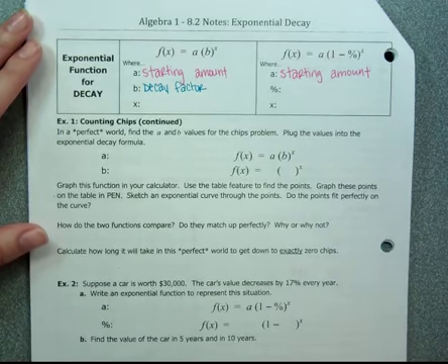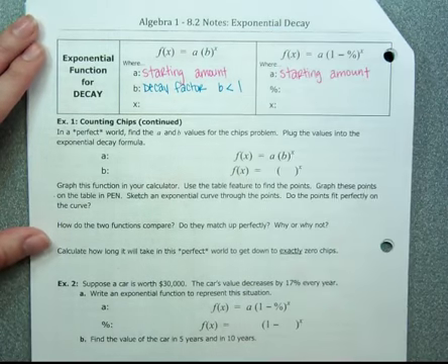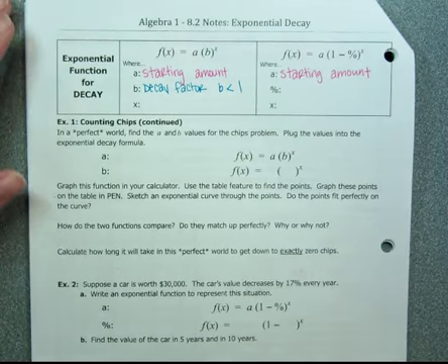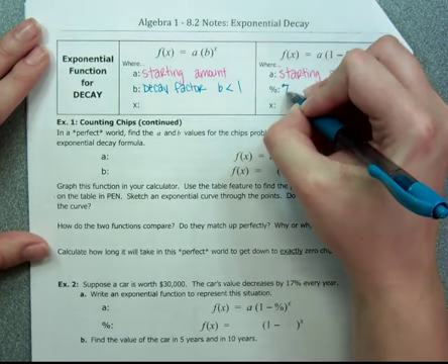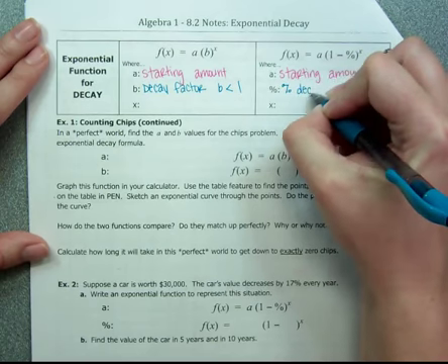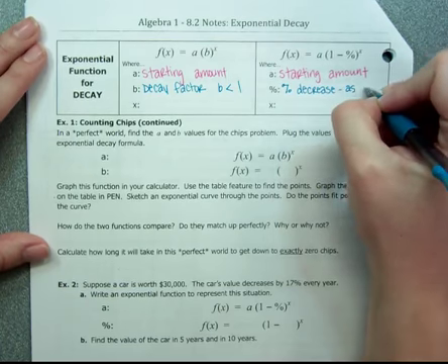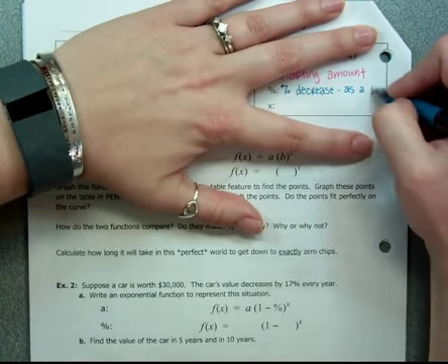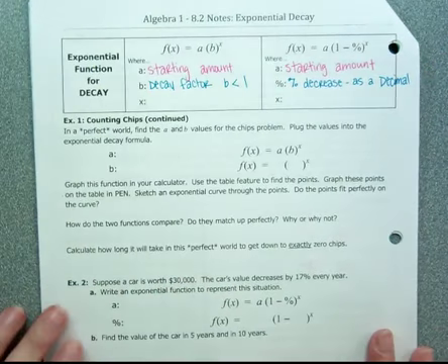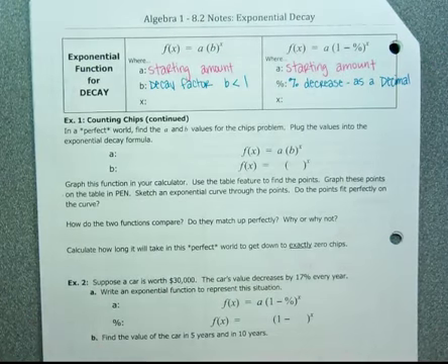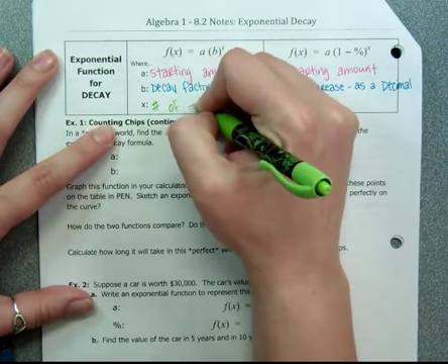Now, we are going to have our decay factor be something that is less than 1, so some fraction or decimal that is less than 1. Over here, our percent is going to be a percent decrease, but we still have to write it as a decimal. And x is still our number of times.